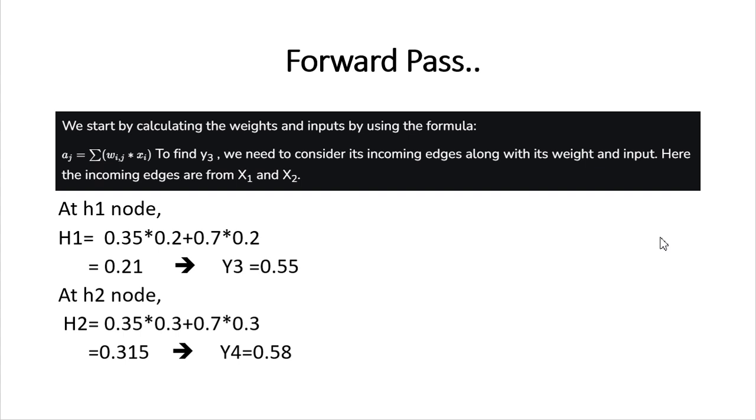In the forward pass, first of all we need to calculate the net input. To calculate the net input, we already know the formula: summation of xi wi. So here, taking w11 and w12, it is wij into xi. To find y3, we need to consider its incoming edges along with its weight and input.